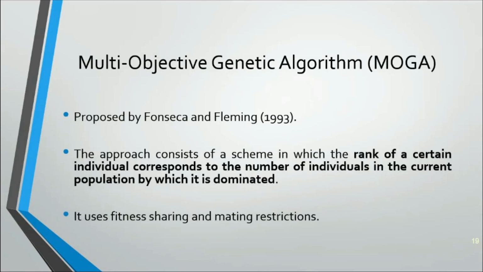And there is the multi-objective genetic algorithm, MOGA. It was proposed by Fonseca and Fleming in 1993. This approach consists of a scheme in which the rank of a certain individual corresponds to the number of individuals in the current population by which it is dominated. So the rank of a particular individual depends on the number of individuals it is dominating.